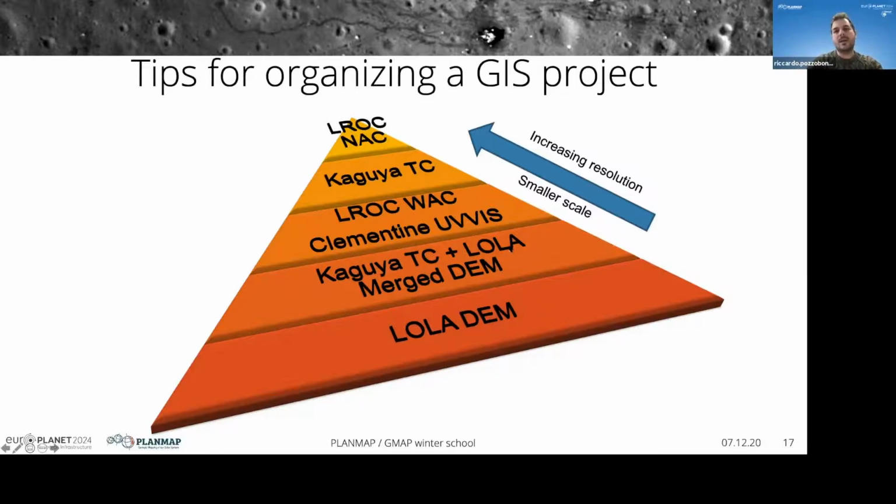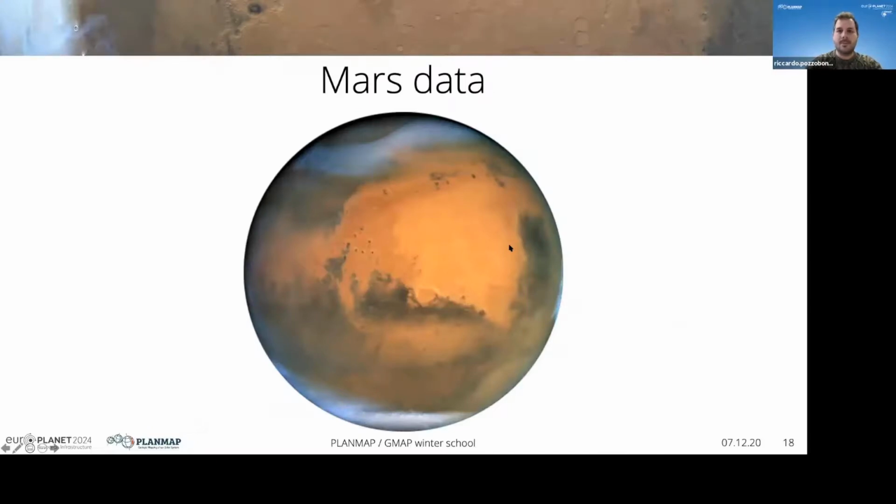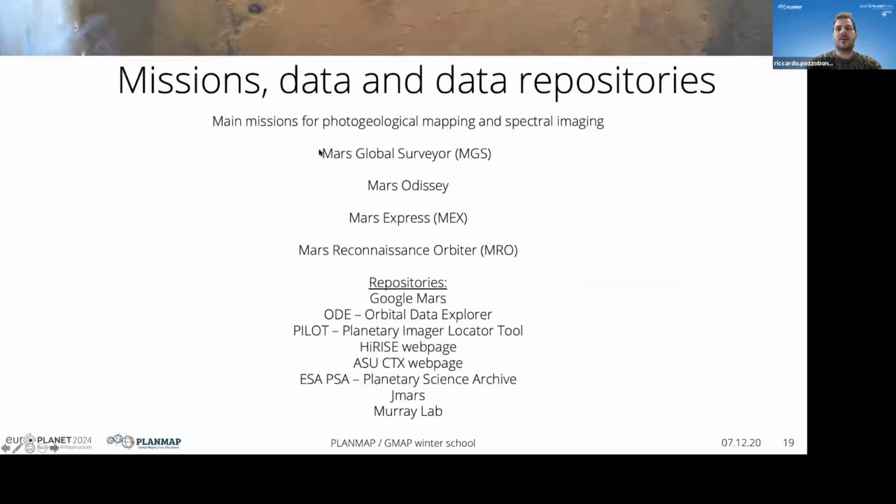So the same can be applied for Martian data, okay? Martian data have lots of missions. These are just part of them, but let's say the most commonly used in photogeologic mapping. So Mars Global Surveyor, Odyssey, Mars Express, Mars Reconnaissance Orbiter, but it's not limited to this. There's also, for example, ExoMars orbiting nowadays, and lots of repositories that we will see later on.